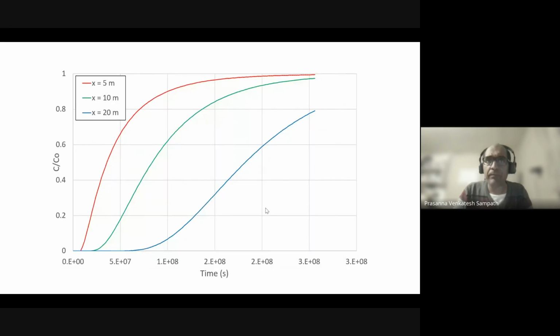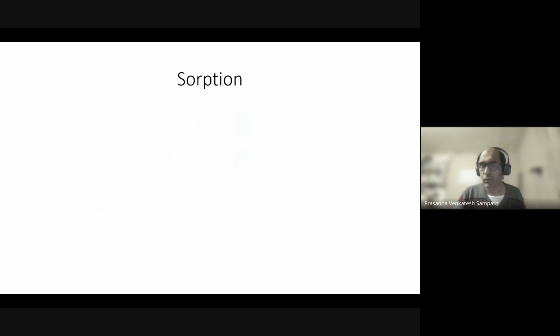Now we've spoken about the explicit and implicit schemes, and I've shown you the Excel file showing how to solve this. Now we are going to move on. Any questions before we move on to the next topic? No questions, I presume.